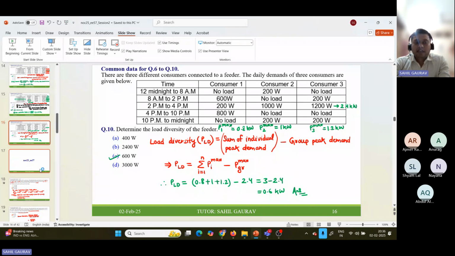So I have added utilization factor and capacity factor at the end of these slides. And reserve capacity, how you can find the reserve capacity, you can also find at the end of this PDF, the last of these slides.